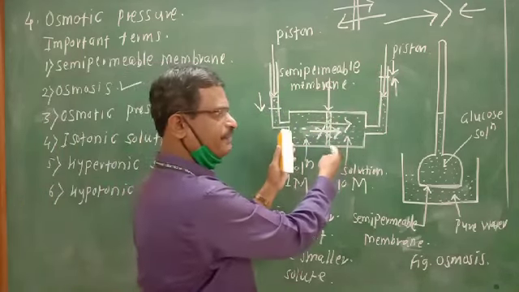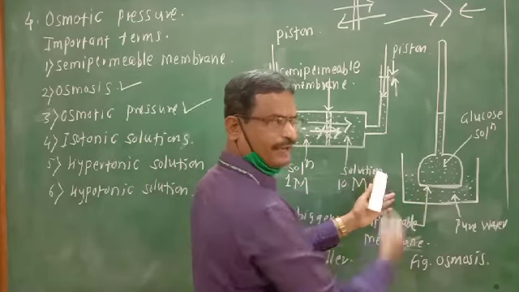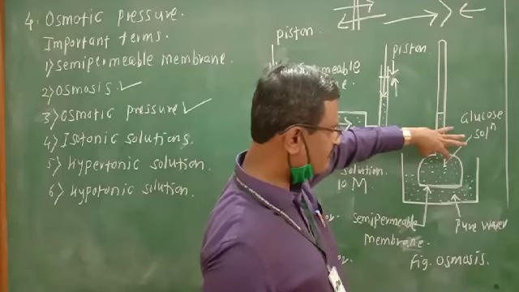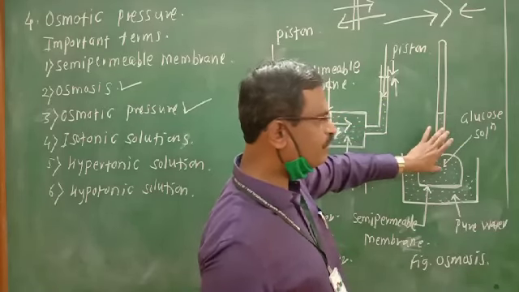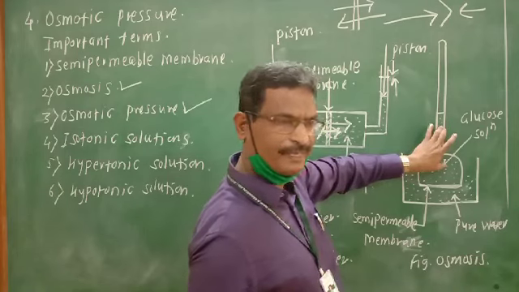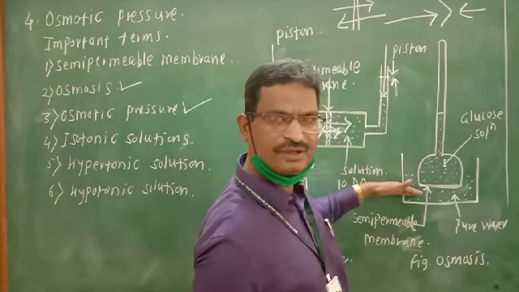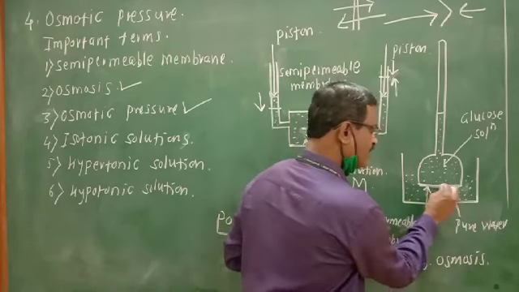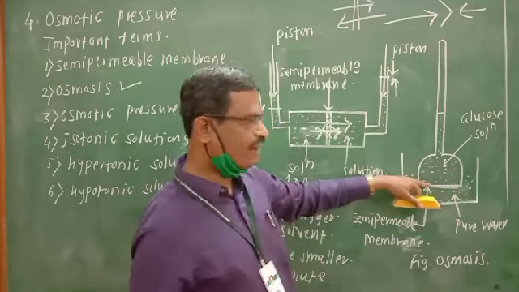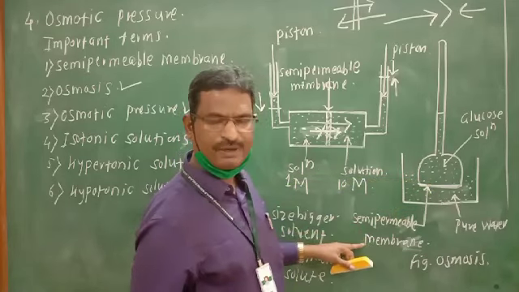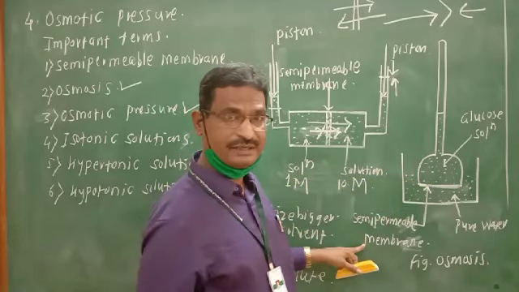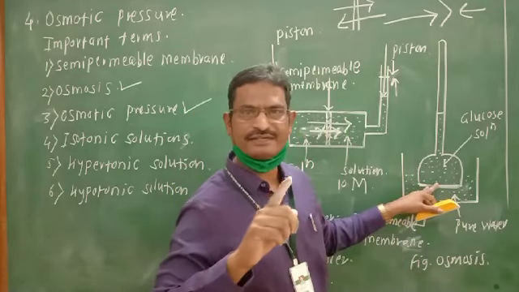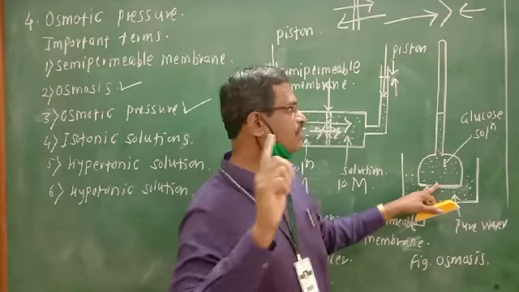Let us see the same phenomenon in one more diagram. Let us consider this is an inverted thistle funnel, which is filled with a glucose solution and immersed in a beaker containing pure water. This thistle funnel is fastened with a semi-permeable membrane, that is, the membrane which allows the passage of only solvent through itself, but not a solute.